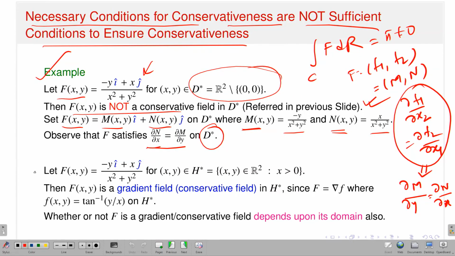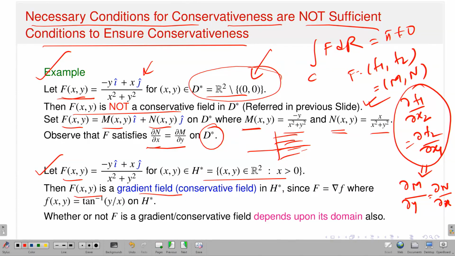Okay. So, now let capital F be the corresponding vector field with this domain. However, if I consider the same vector field, but now I am changing my domain. What is my domain? My domain is the collection of all those points x y in R2 where x is positive. That means x is positive is the domain I am talking about. This is a very nice domain actually. This is not a good domain. So, if I have this domain, it says that capital F is a gradient vector field.